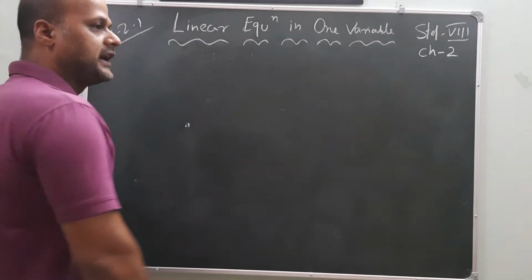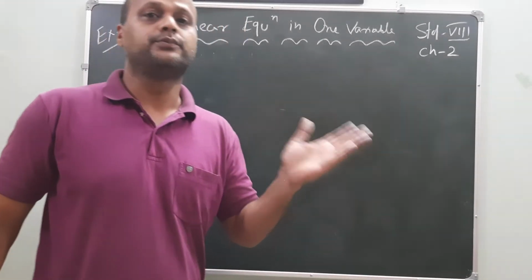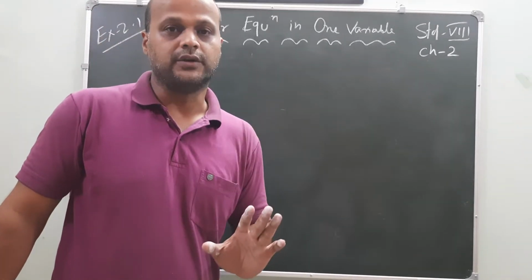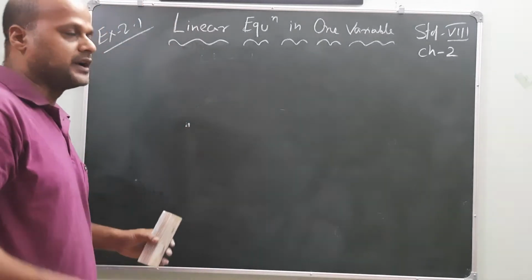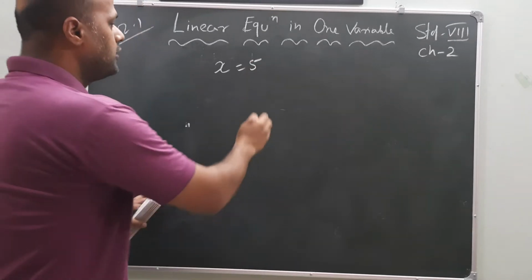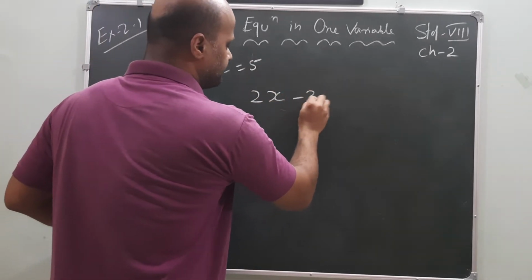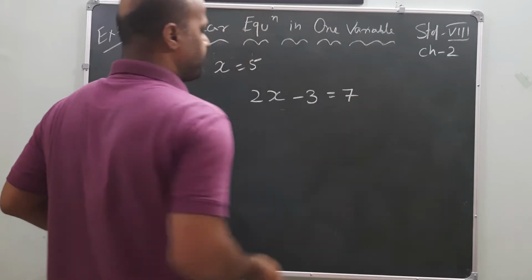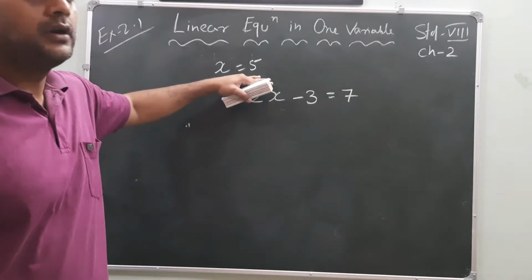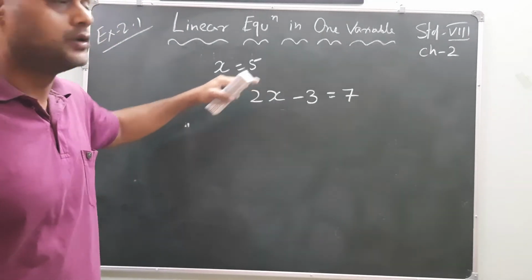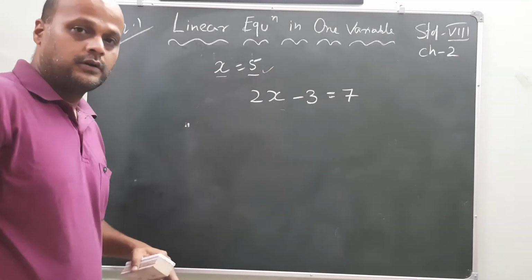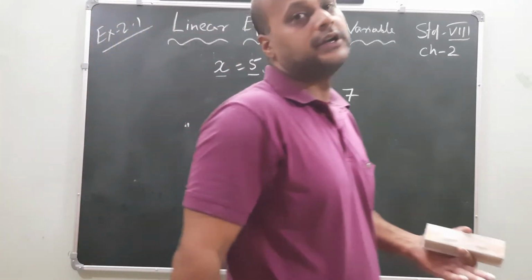Now we know that if the variables are present on both sides, we say that is also an equation in one variable. But remember this one, my dear friends. If the value of x is given, and you have to solve this equation by putting in the value of the variable, what is the value of the variable here? The variable is x, and its value is 5.